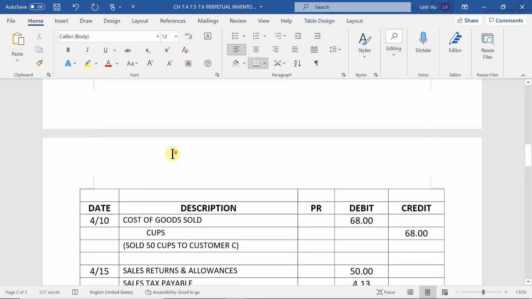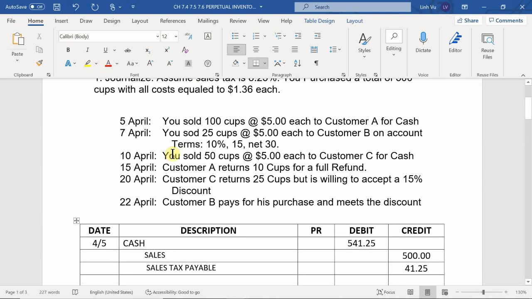Okay. All right. Let's see. I think we have 2 more dates here. Okay. So that's on April 20th. Customer C decides to return 25 of those cups, but is willing to accept a 15% discount. So here, customer C wants to return 25 of those cups and is willing to accept a 15% discount.